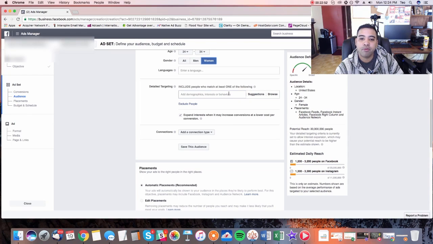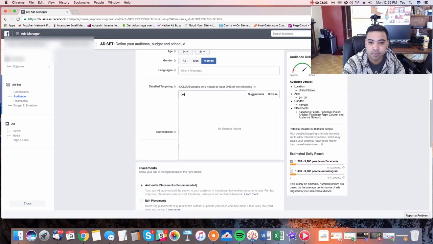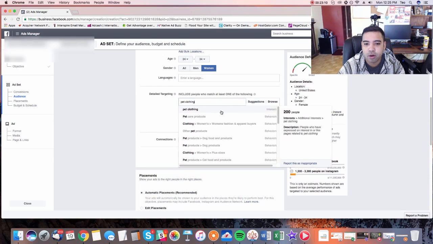Now, the best part about Facebook is that when you're doing your detailed targeting, Facebook will actually give you the gold. Basically, when you type in an interest, for example pet clothing, you have here pet care products, pet clothing. I don't know why it's showing 200 people interested. That's kind of weird. Well, we have here pet care products, over 49 million people liking pet care products, and this is a behavior. So it's very important that you also understand behaviors versus interests when it comes to targeting.